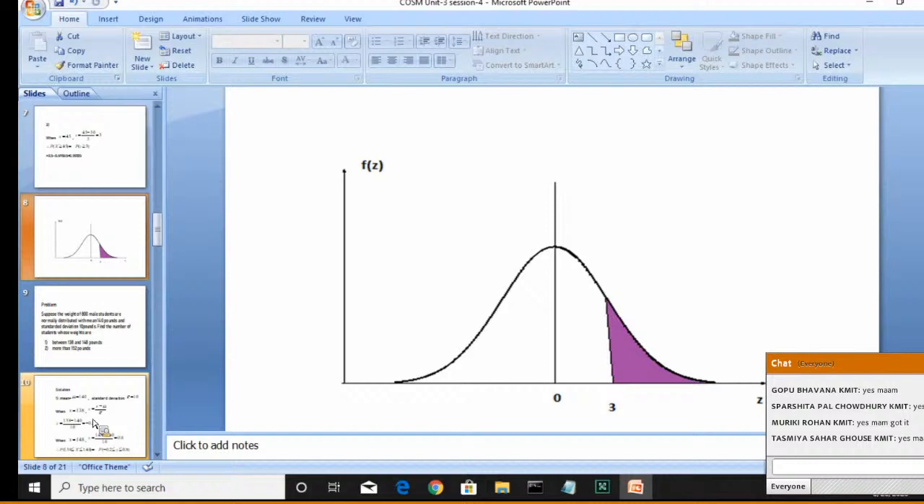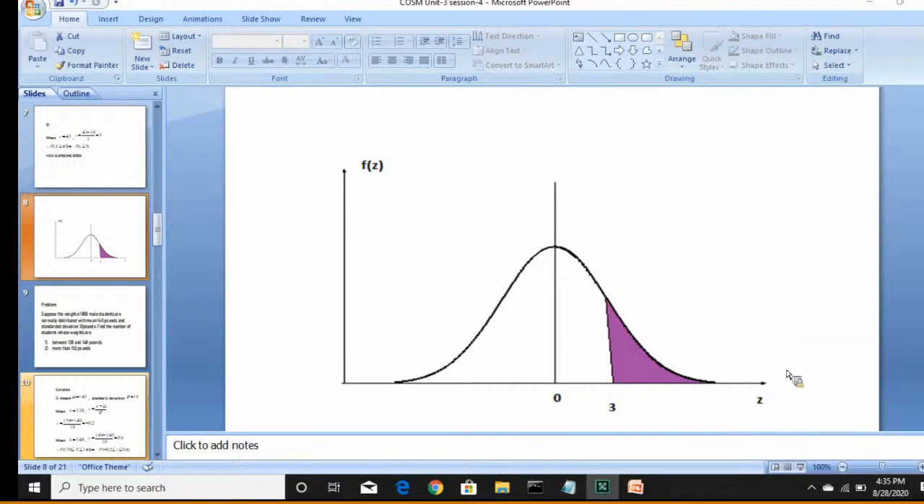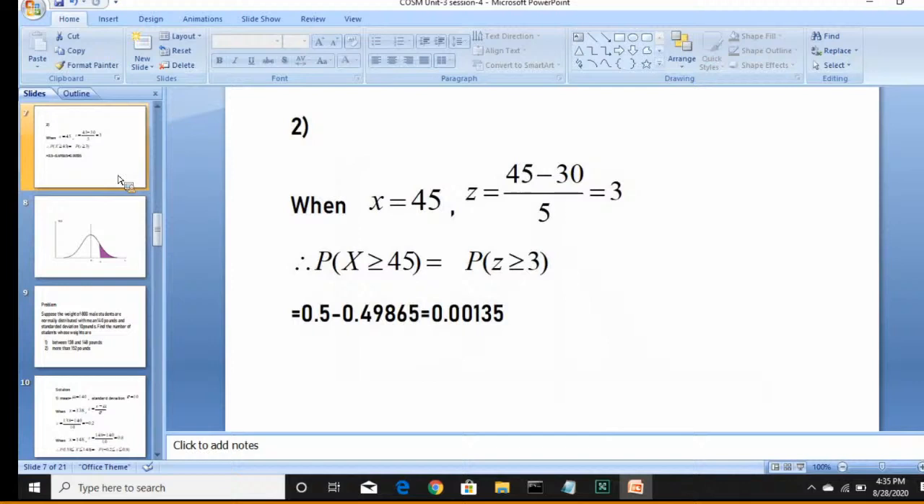You should draw the figure when you do the problem. What is the answer you are getting? What is the answer? Did you get the answer? 0.00135.